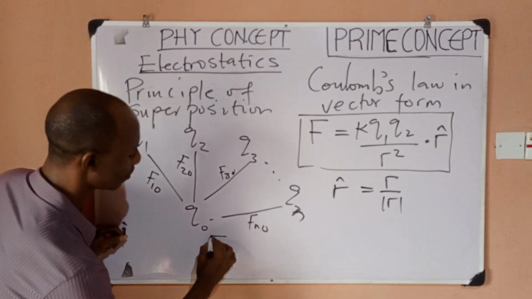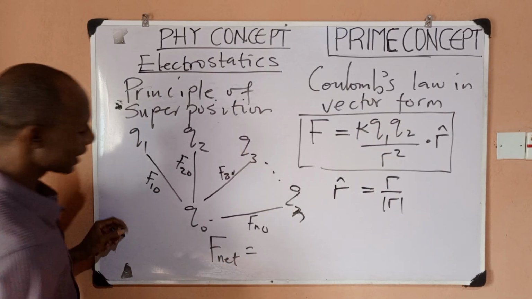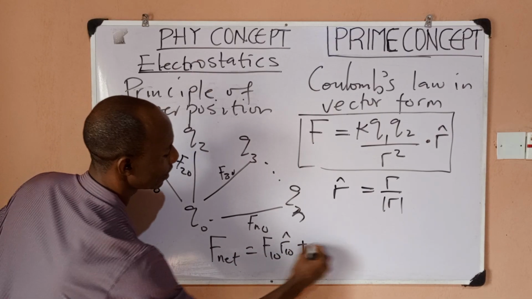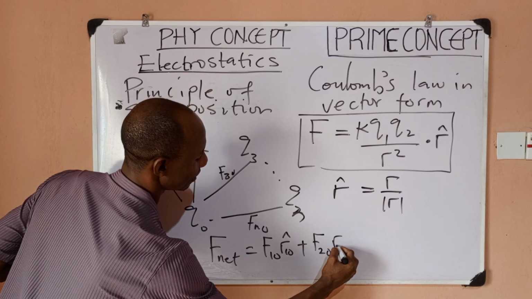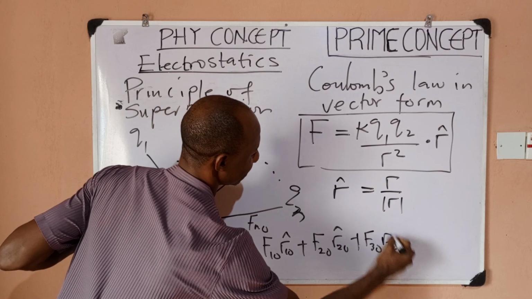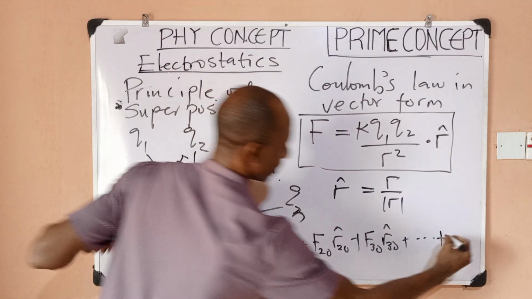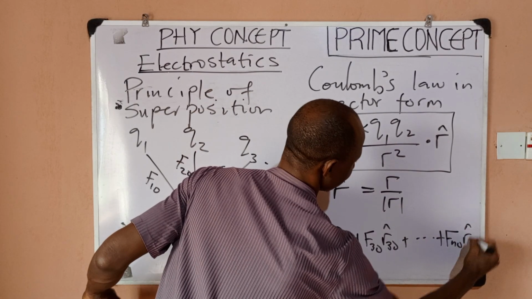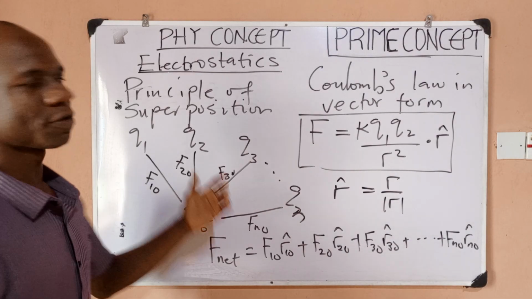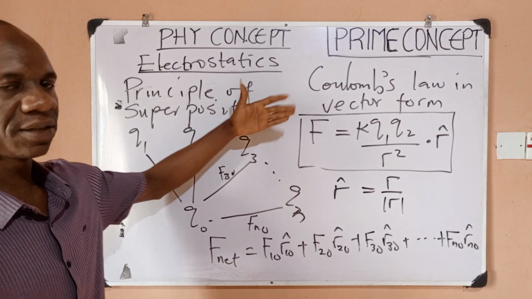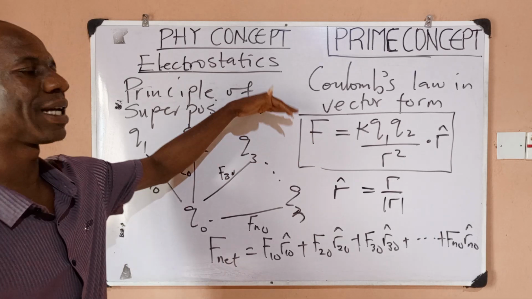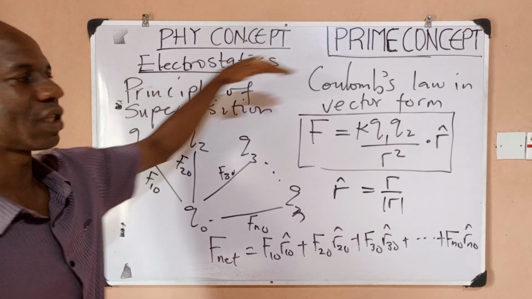So mathematically, it will be given as net force equals F10 times this plus F20 times this plus F30 times this, and so on to Fn0 times this. So this is the mathematical relationship for the principle of superposition. This concept, I believe, is very clear. In my next video, I'll be solving problems that would help us understand the principle of superposition and Coulomb's law in vector form.